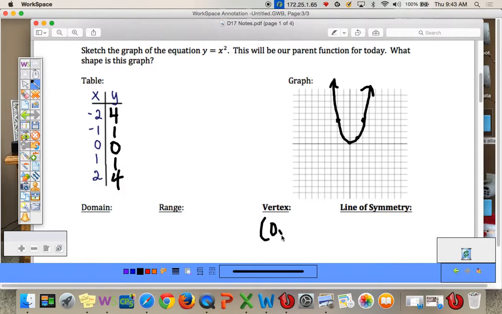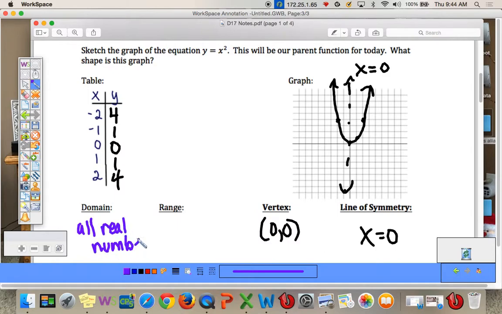The vertex, where it changes direction, is 0, 0. The line of symmetry right here was x equals 0. We can talk about domain. What are all possible x values? We can say that all possible x values are all real numbers, which means we can plug anything in for x and we can square it. The range, however, will be anything 0 or greater. So if you notice there's no y values down here, there's a 0 for the y value and anything above that. So y is greater than or equal to 0 is the range.